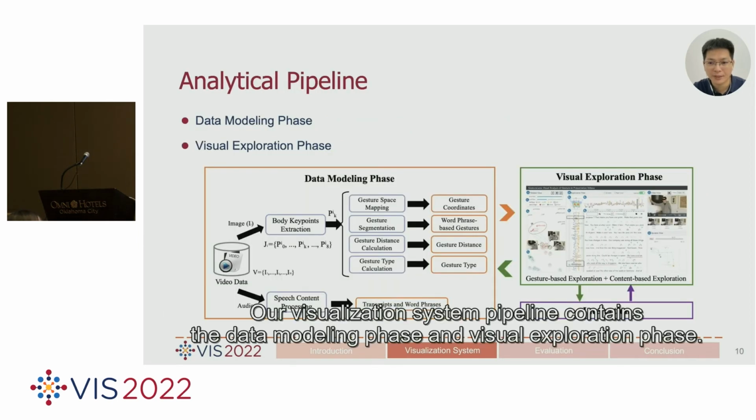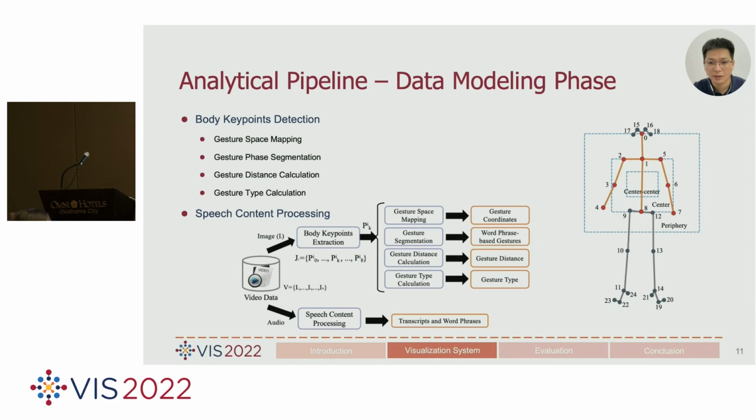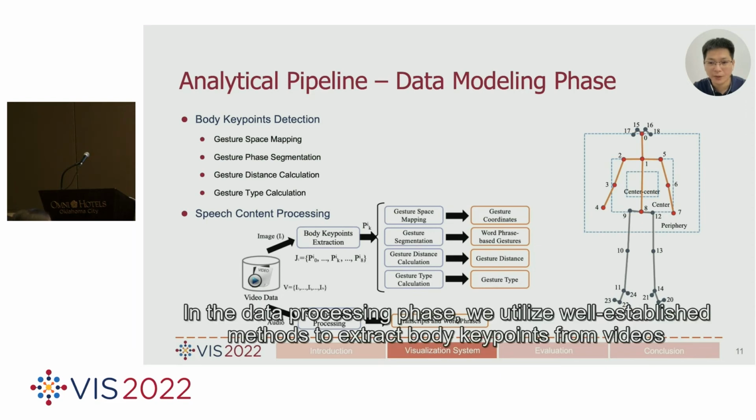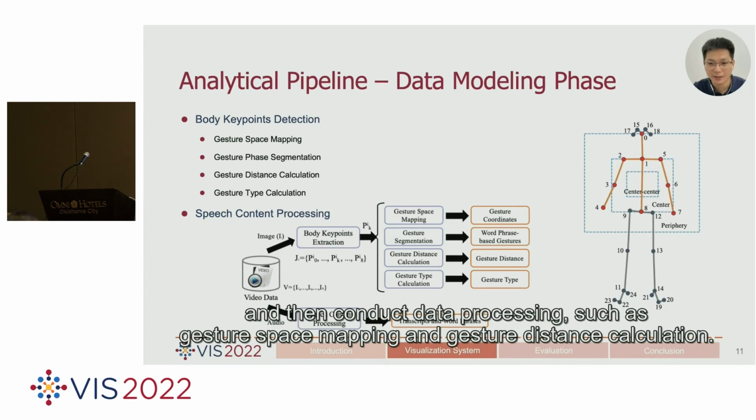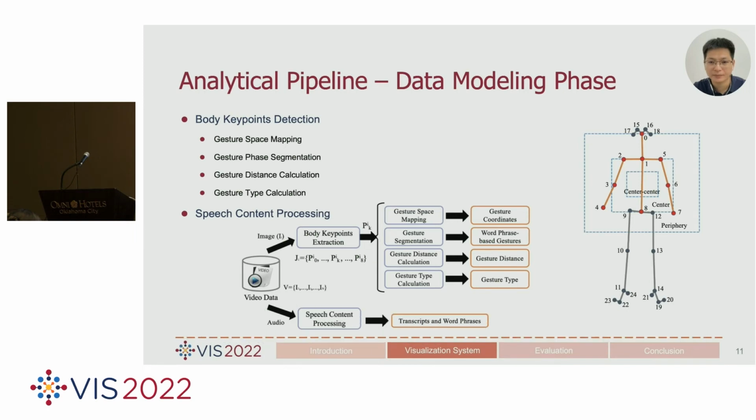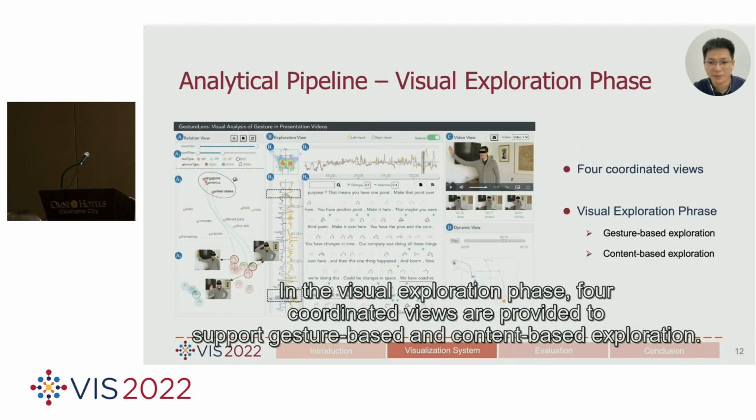Our visualization system pipeline contains the data modeling phase and visual exploration phase. In the data processing phase, we utilize well-established methods to extract body key points from videos, and then conduct data processing, such as gesture space mapping and gesture distance calculation. In the visual exploration phase, four coordinated views are provided to support gesture-based and content-based exploration.